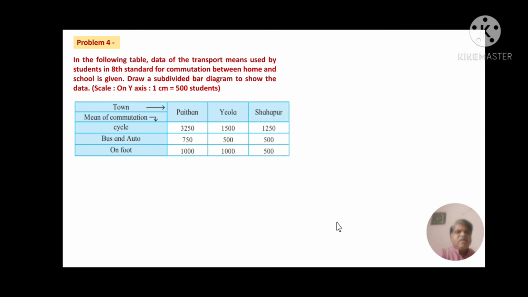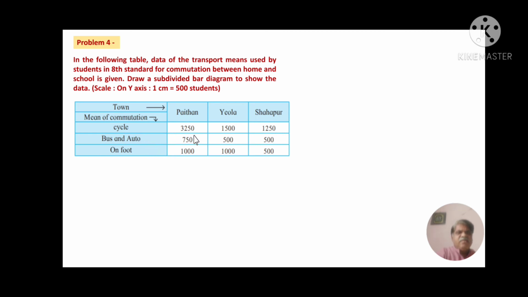Draw a subdivided bar graph to show the data. The scale you have to consider on the y-axis is 1 centimeter for 500 students. Friends, here you could see the 3 towns, that is Paitan, Evla and Shahapur. The modes of communication they have used are cycle, bus and auto, and on foot.